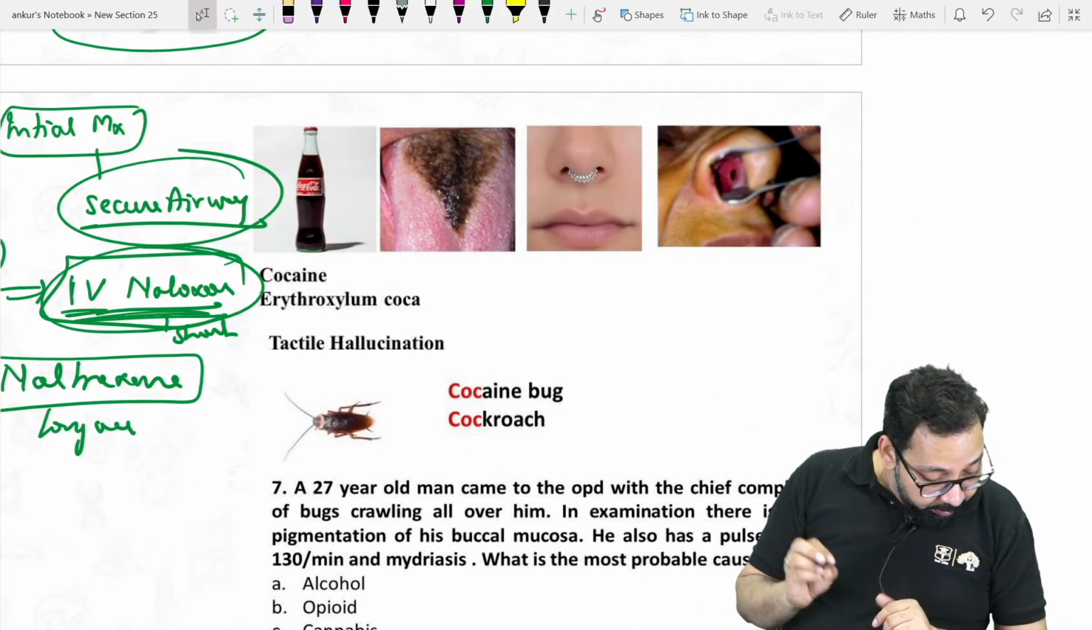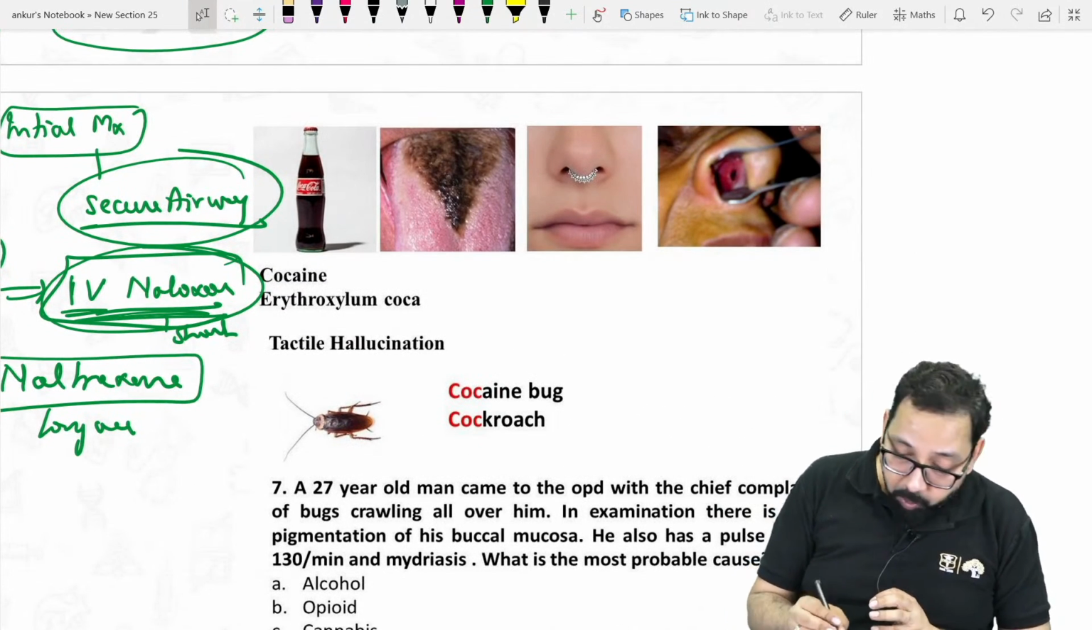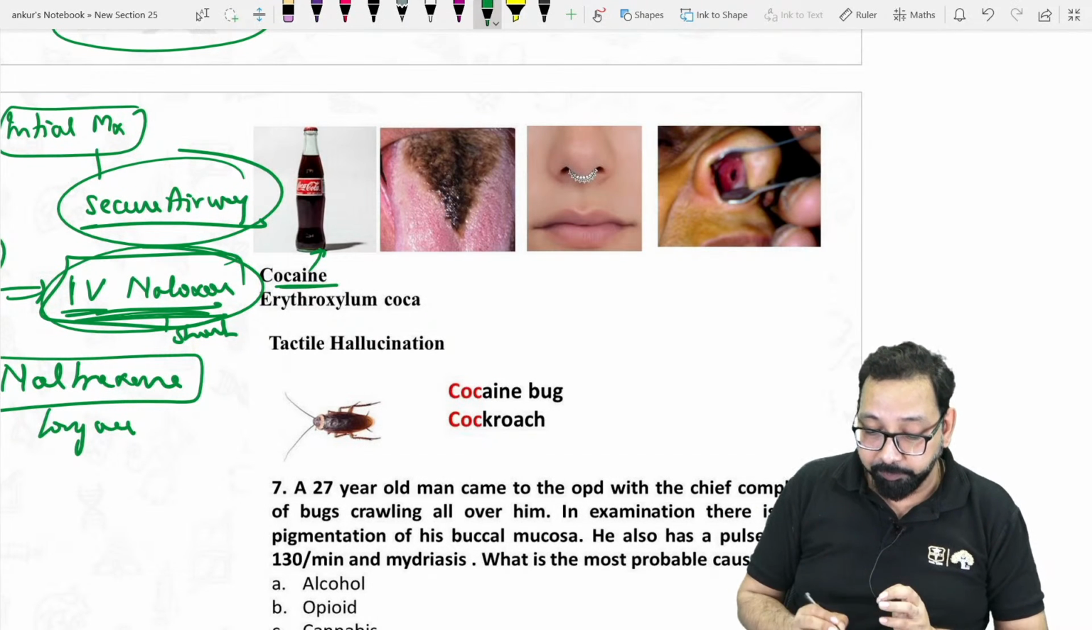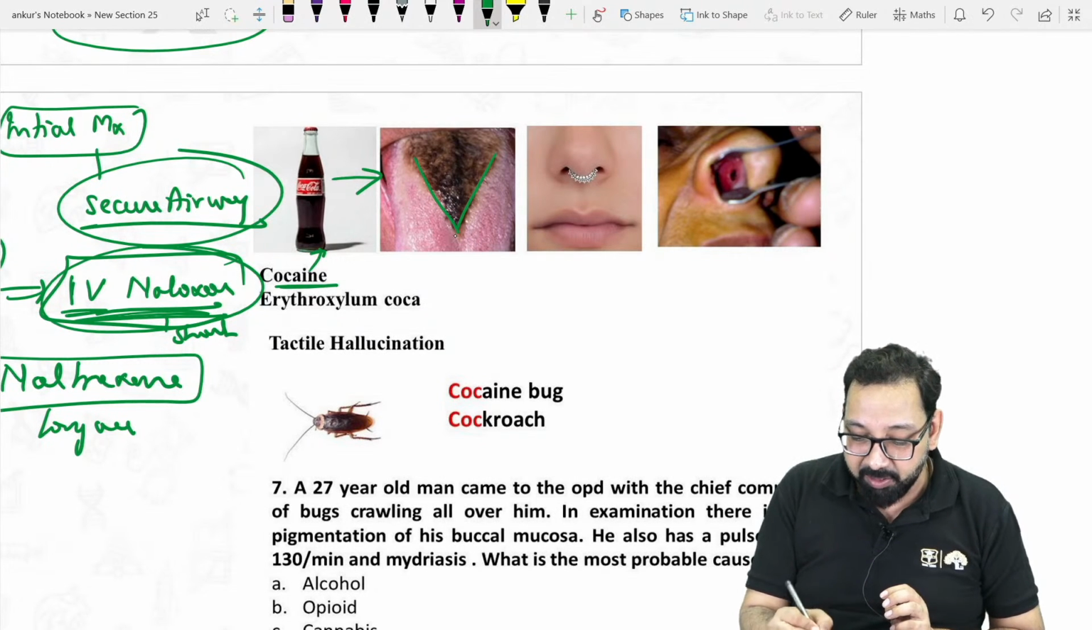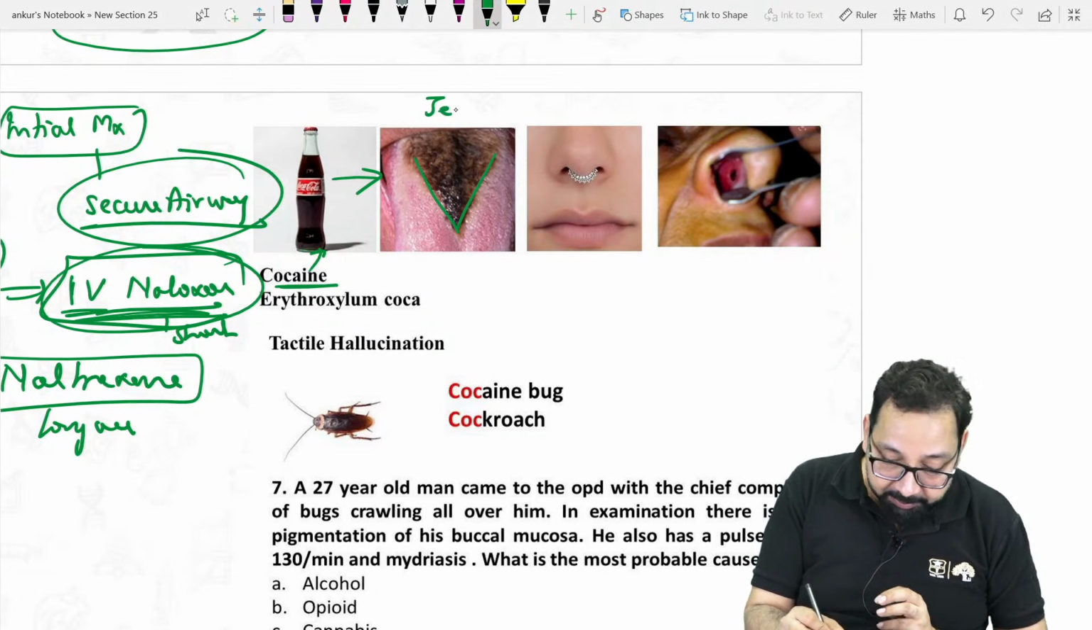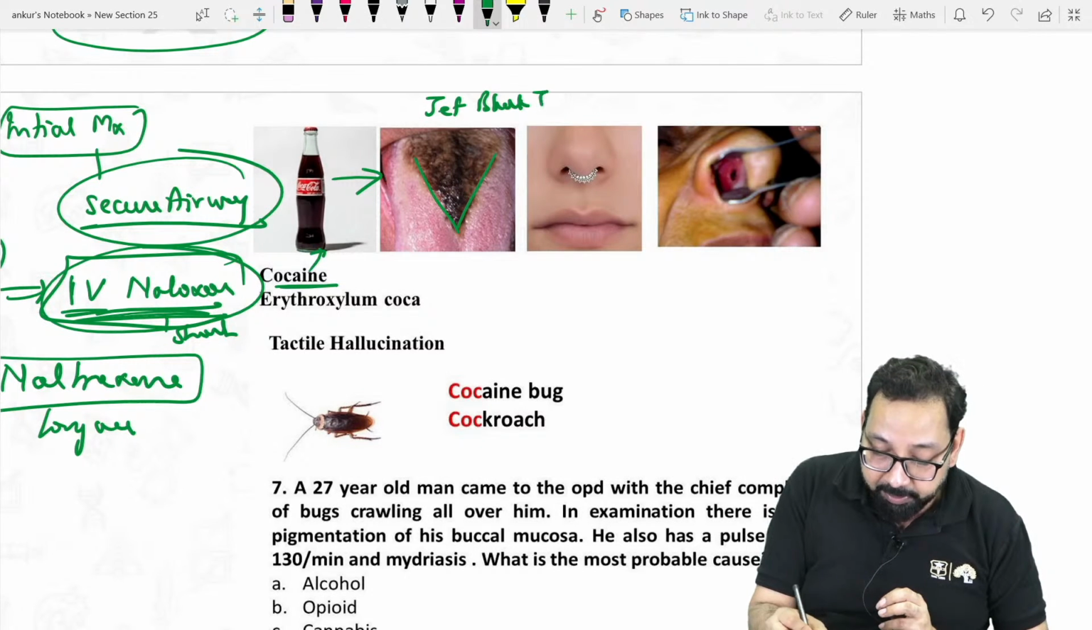Now, cocaine. Cocaine, Coca-Cola. If you drink Coca-Cola, your tongue may become jet black. Favorite question of MCI, jet black tongue.